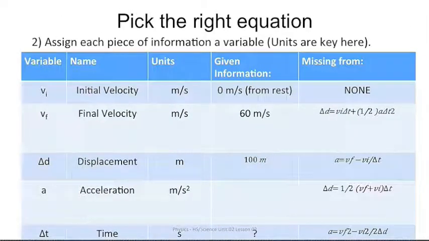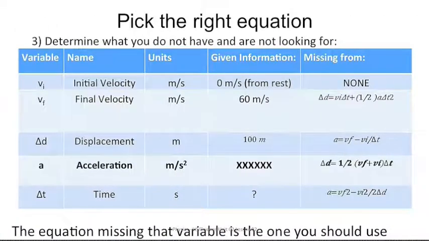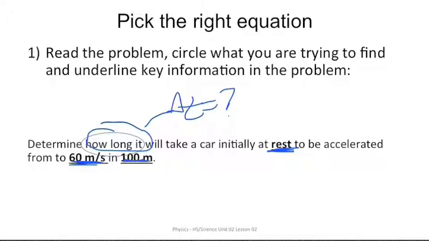So the key thing is trying to figure out what you're missing here. If you look, it says pick the right equation. Determine what you do not have and are not looking for. So we're missing acceleration, and we don't really care what acceleration is. When we go back to our original question, I'm not looking for acceleration, but I am trying to solve for time.